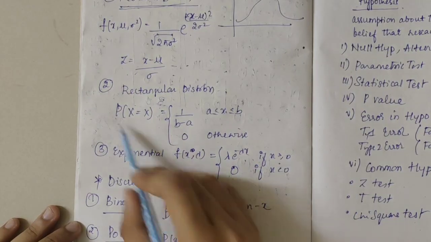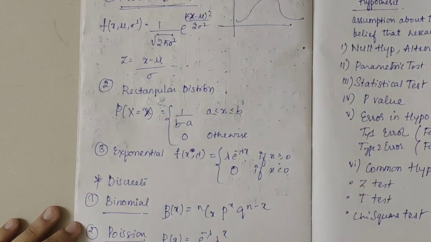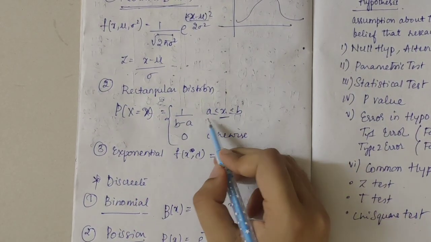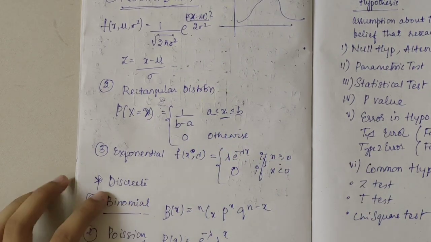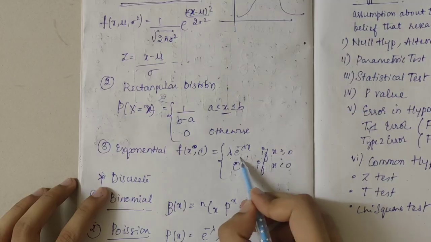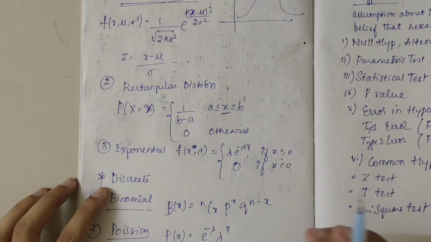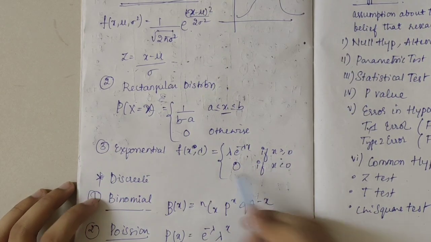In rectangular distribution, we have P of capital X equal to small x, where if x ranges between A and B, then 1 by B minus A, else it is 0. Then in exponential, we know the exponential formula, lambda e power minus lambda x. Yeah, this formula we have studied in 4th sem.